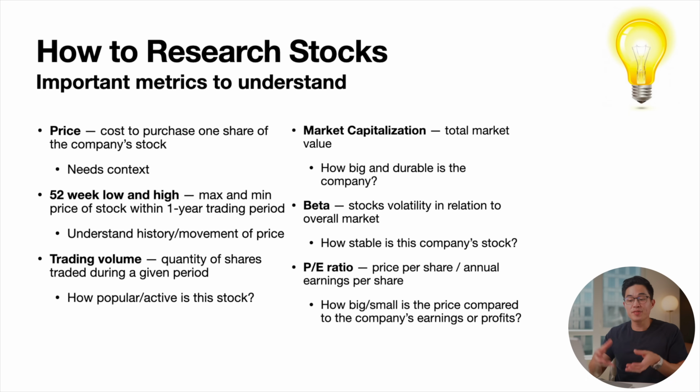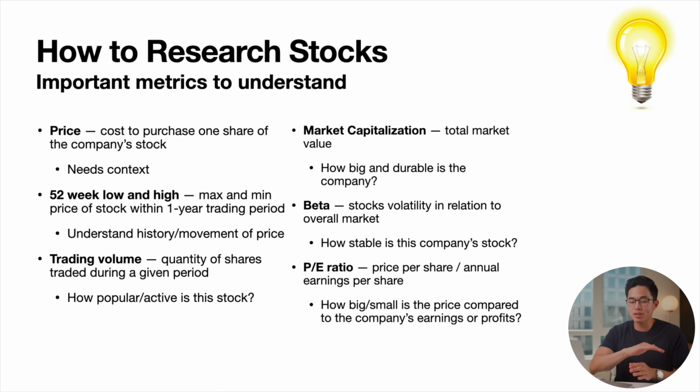I also like to look at 52-week lows and highs. So this is going to be your minimum and maximum price of the stock within a 1-year trading period. This basically just allows you to understand the history and movement of the price of the stock. You also have your trading volume. So this is the quantity of shares traded during a given period. High volume means that a lot of people are trading it right now. And what you want to do is you want to pair it with the trend of the price.